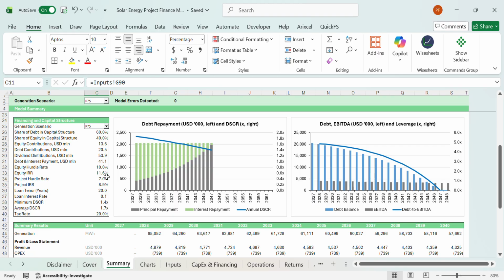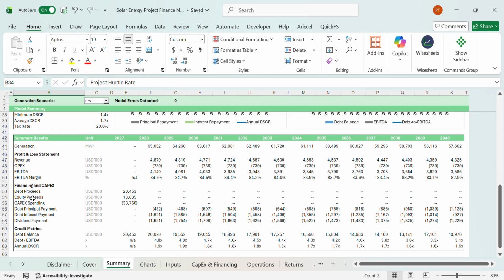In the summary tab, you can see basically an overall dashboard of the results of the model, together with some charts here, debt repayment and debt, EBITDA and leverage. You can see the financing and capital structure metrics like equity contribution, debt contribution, dividends distribution, equity hurdle rate, IRR, project hurdle rate and IRR, and so on. You can see the summary results for profit and loss.